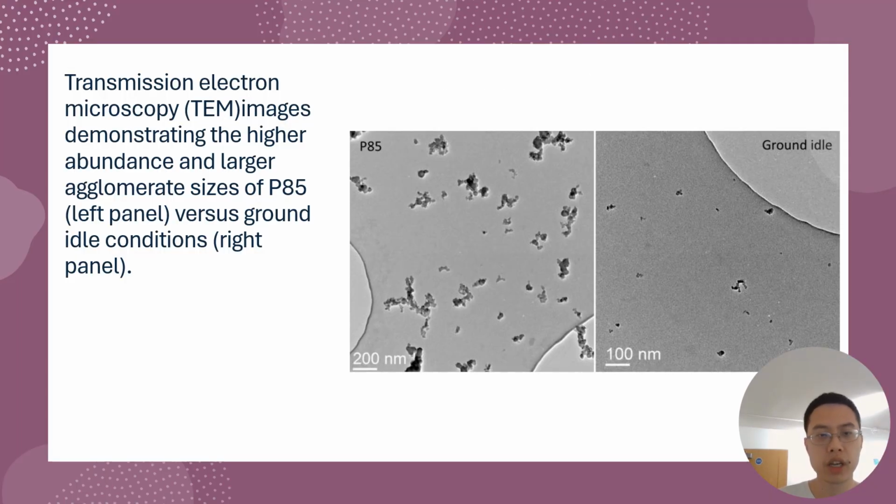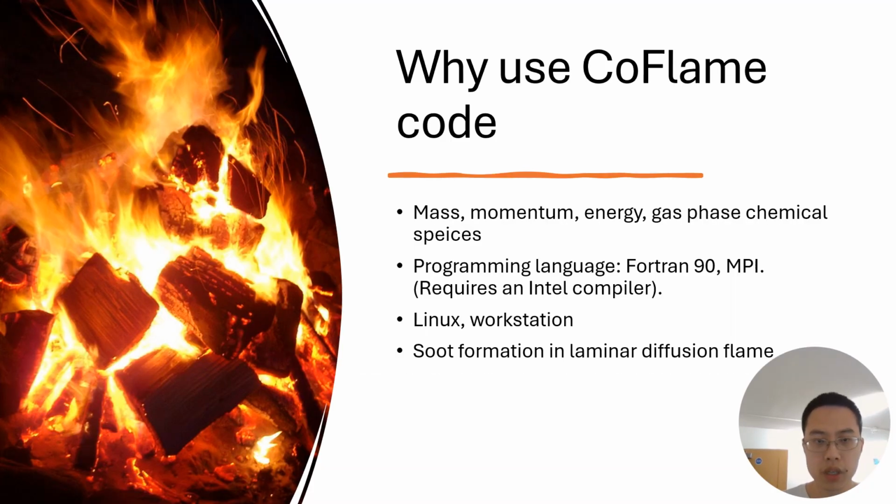Here is a transmission electron microscopy (TEM) image demonstrating the higher abundance and larger aggregate size of PAH in the left panel and various ground conditions in the right panel. Here is why we choose the CoFlame code.